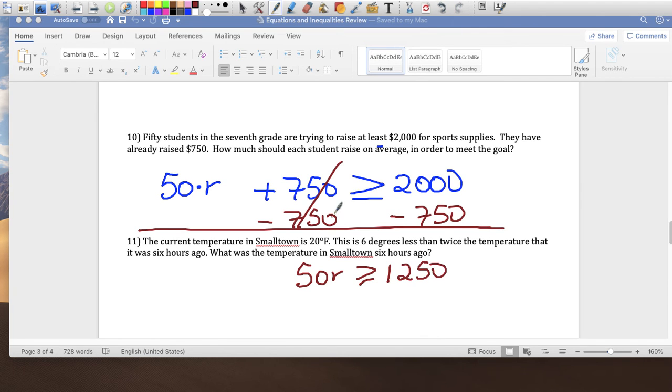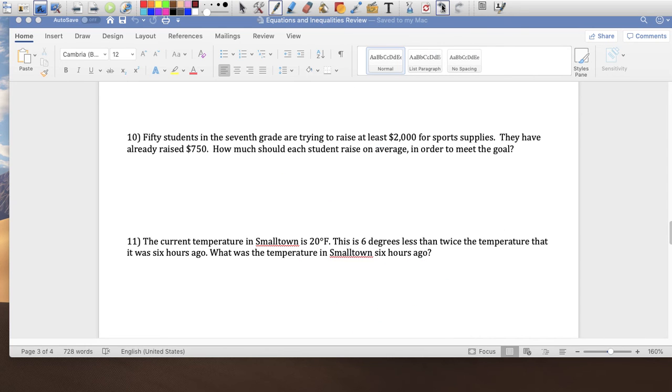So we already have 750, so we're going to subtract that from 2,000. So our goal, the 50 kids have to get at least 1,250. So if they divide 1,250 divided by 50, right? Divide this by 50, divide this by 50. So the amount each kid has to raise, so if each kid went out there and got $25, they would accomplish a goal of getting 2,000. Okay, so there's 50, and each kid has to do 25.